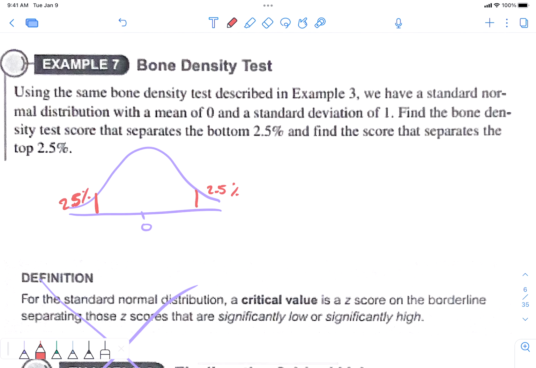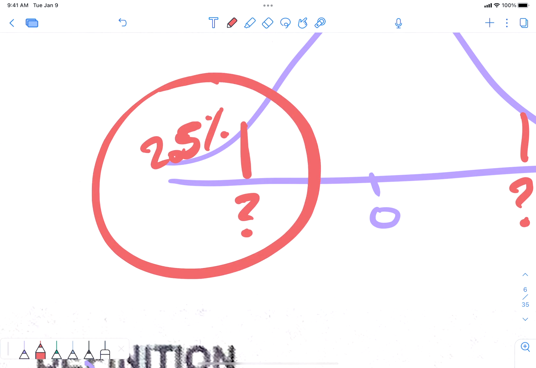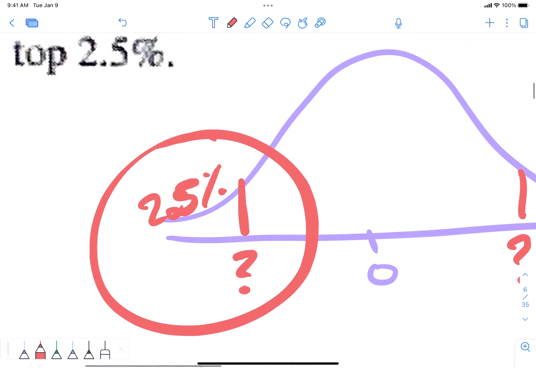Tricky, tricky, tricky. We want to find the z-score, so we're looking at it backwards again. But we've got to figure out what we're looking at, right? We've got to find those z-scores. So if we're trying to find the left one, let's start with this guy here. What number are you going to look up? What is 2.5% as a decimal?